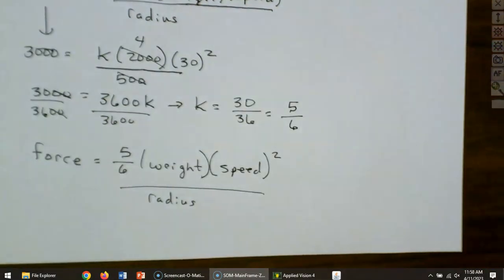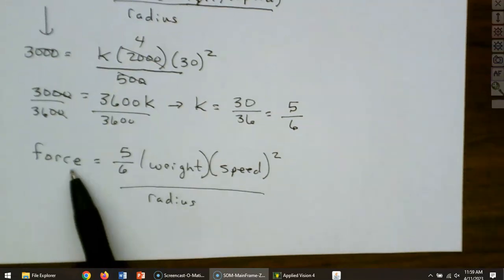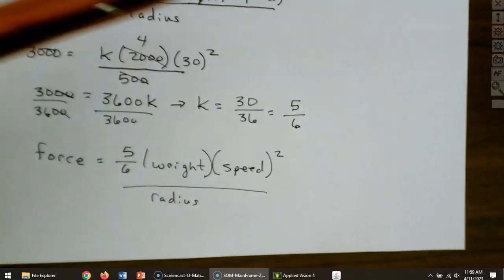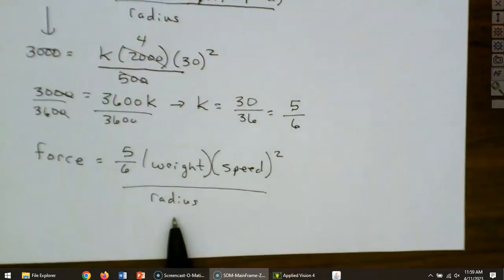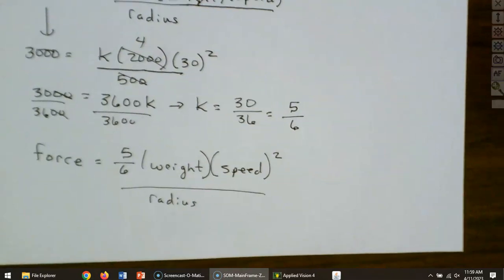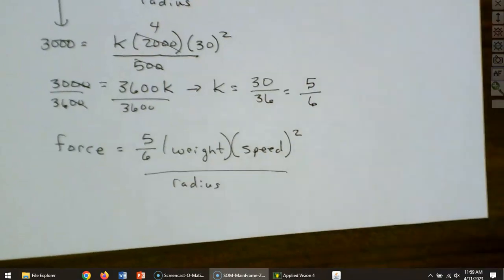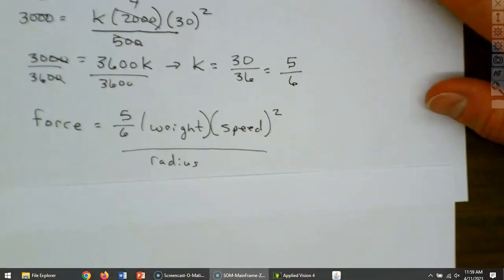Right? The larger the radius, the less likely you are to skid out the curve. That's why the radius is down below. If you have a really tight curve, you're going to have to put more force to keep the car on the road, right? It's more likely to get thrown off into the ditch. If you have a really smooth, really slow curve, right, it doesn't take much force at all. That's why it's down below. The tighter the curve, the more force it takes to keep that car from going out of control.